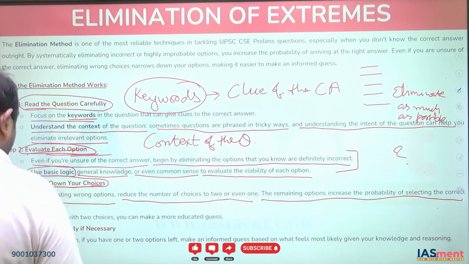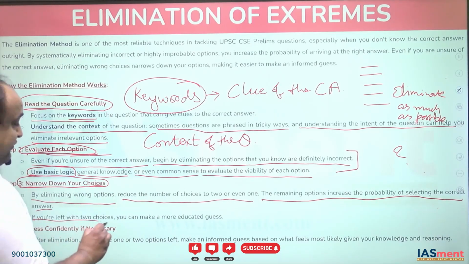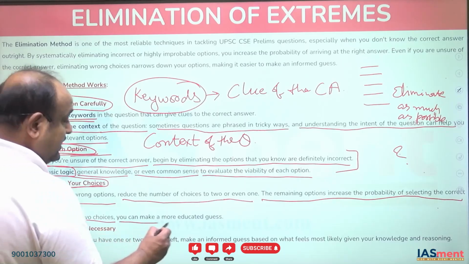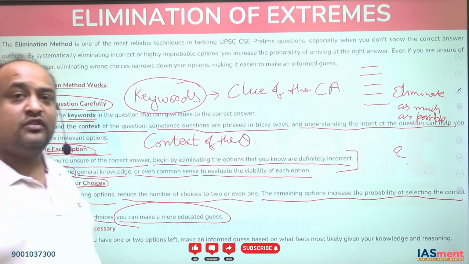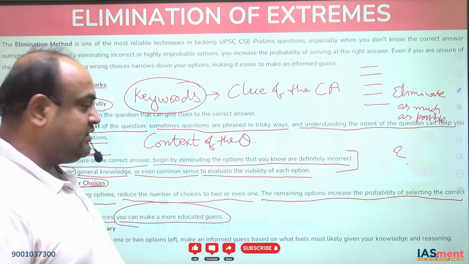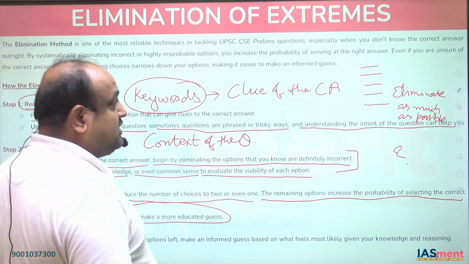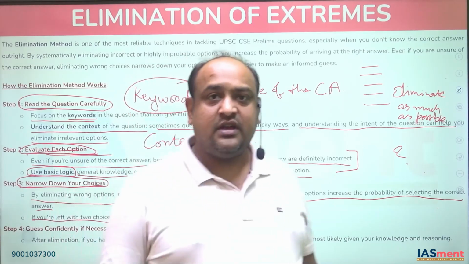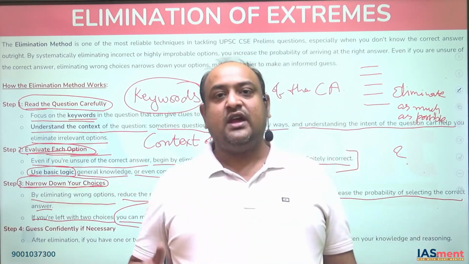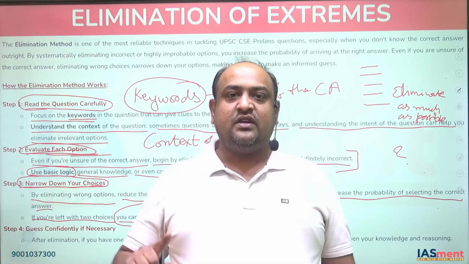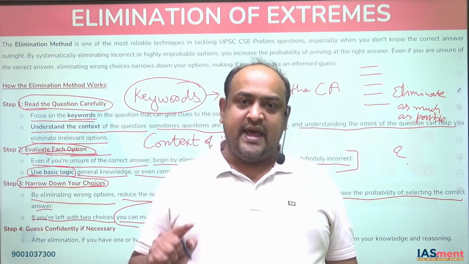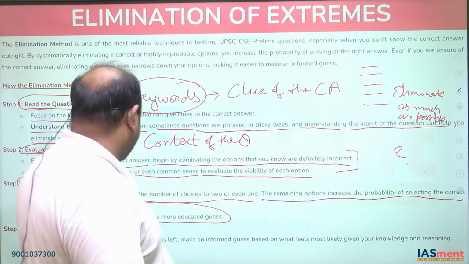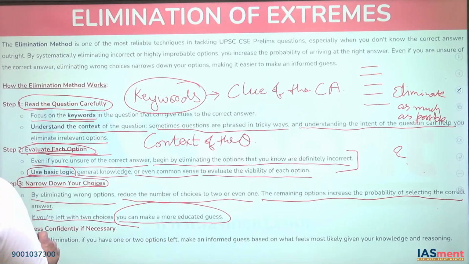ठीक है, if you are left with 2 choices, you can make a more educated guess. Okay, so first is read the question carefully, in which keywords and intent. Second is eliminate as much as possible. Third is narrow down your choices. And fourth is guess confidently if necessary.